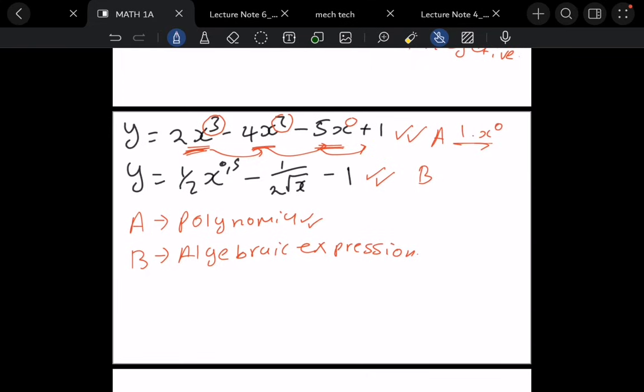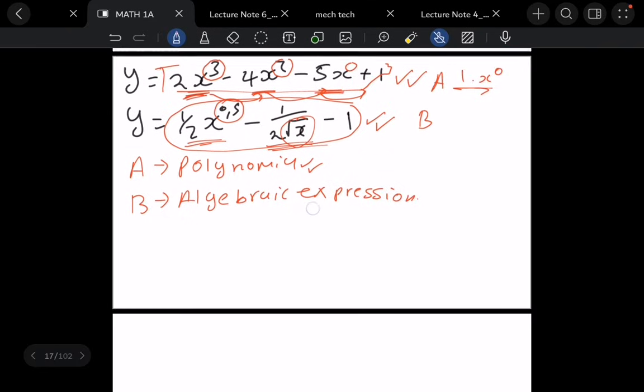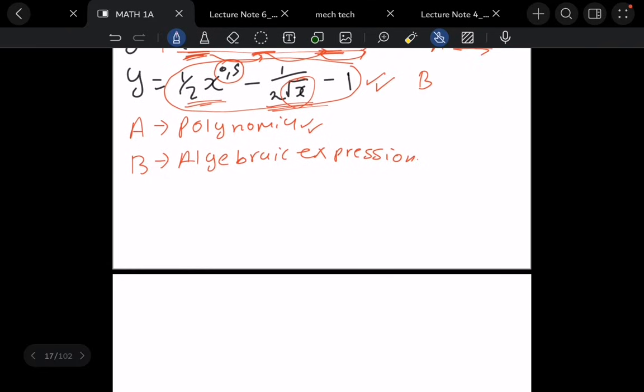Of 0. This one has an exponent which is a fraction or a decimal. This one has an x which is in the denominator. So this expression here can never be a polynomial. A polynomial does not care about how many terms it consists of, as long as the powers of x are positive and they are not fractions. That is a polynomial, right?